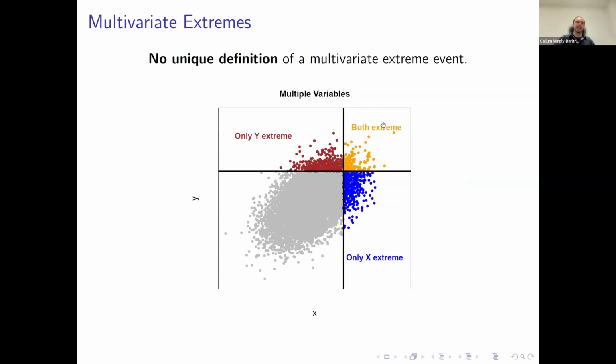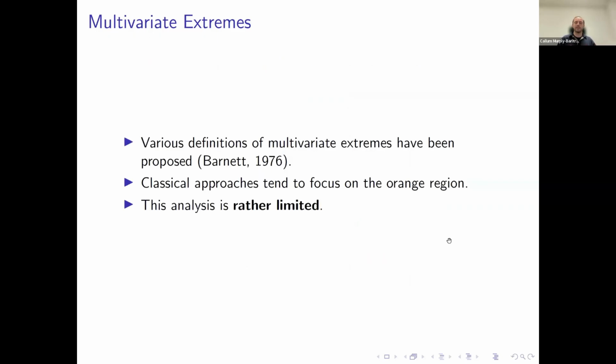But in many contexts, we don't just care about these events. We also care about events here, perhaps here. And we may also want to look down here and ask, what about the lower tail? What about the events in between? So I would say focusing on that orange region is quite limited.